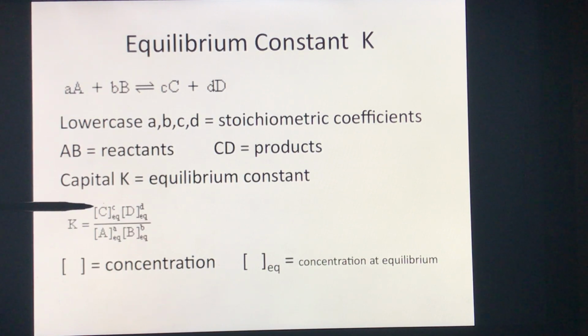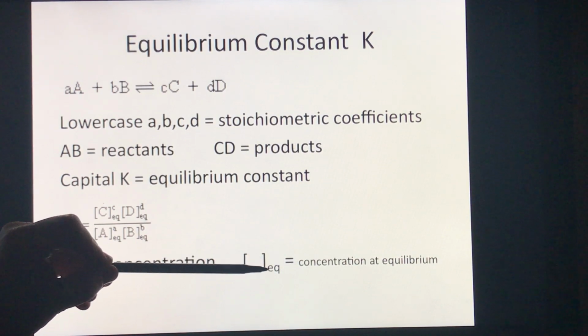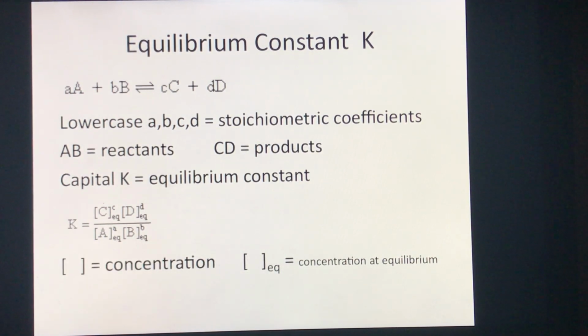These brackets, just as in our previous module, represent concentration, and the brackets with the EQ after it represent the concentration of that substance at equilibrium.